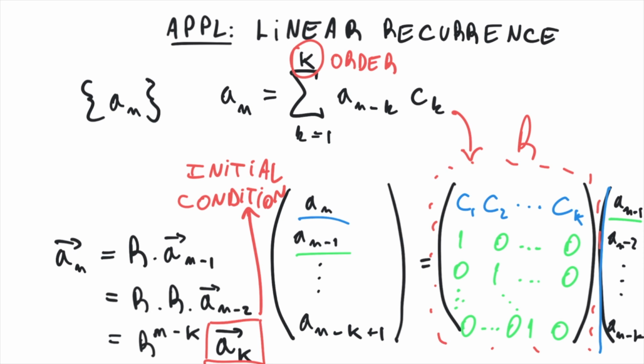So you see once more that if you know R, because you have the coefficients, you know the initial condition, then you basically know any term in the recurrence, and you can compute it fast because you can do exponentiation with the mod-exp algorithm we discussed before.